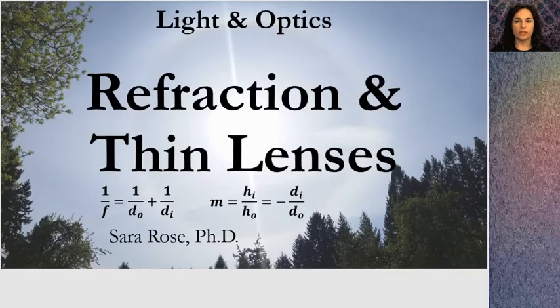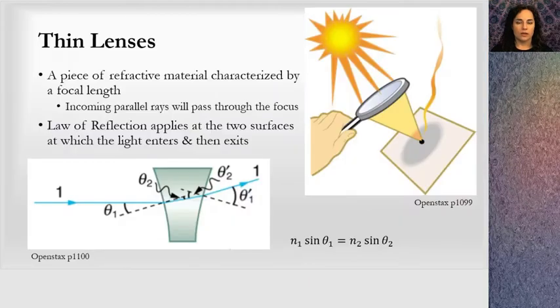This is a lesson on refraction and thin lenses in the unit on light and optics. In a prior lesson, I covered mirrors, and also in a prior lesson, I covered refraction. What we're going to do is combine those ideas: when light goes through a medium, I can use it in order to create an optical instrument.